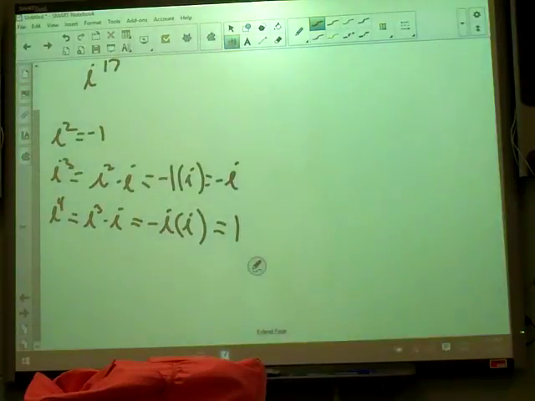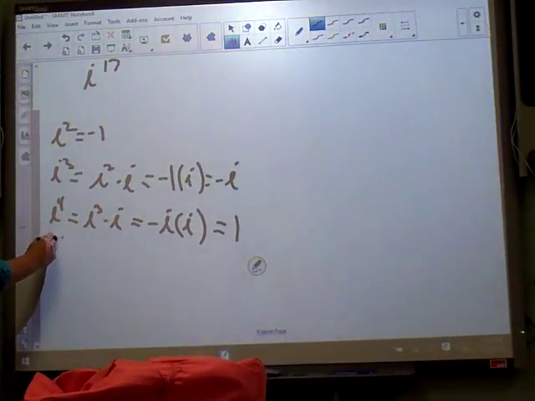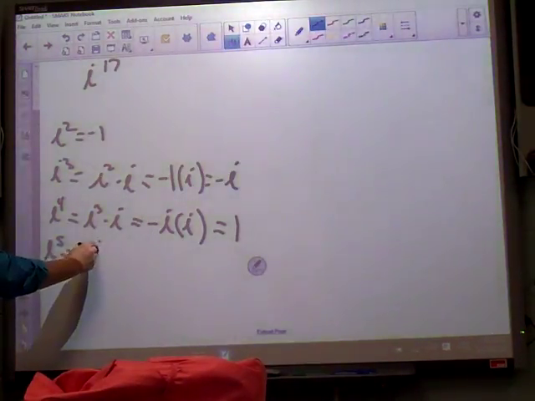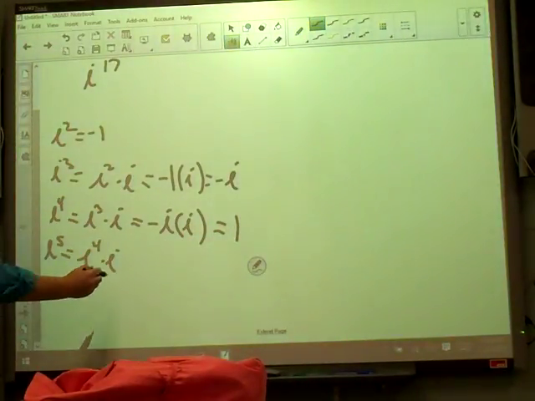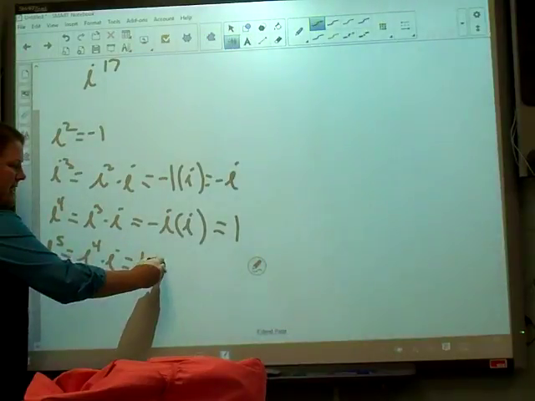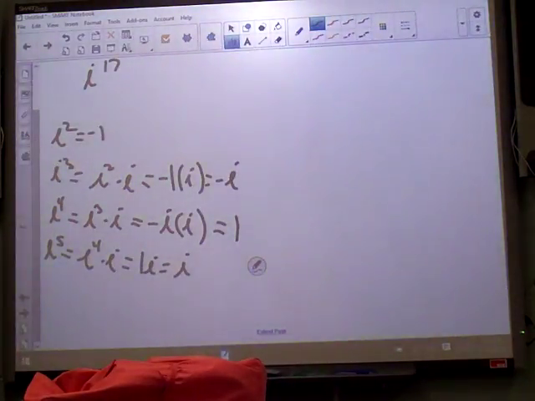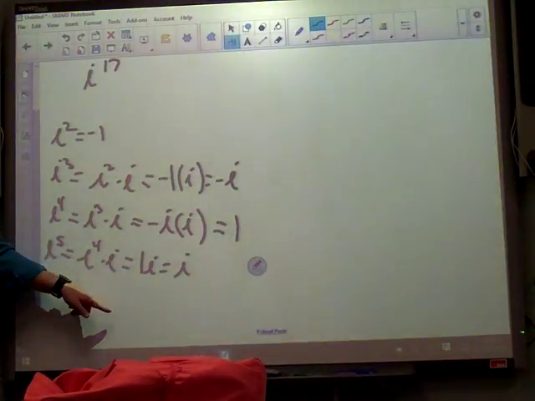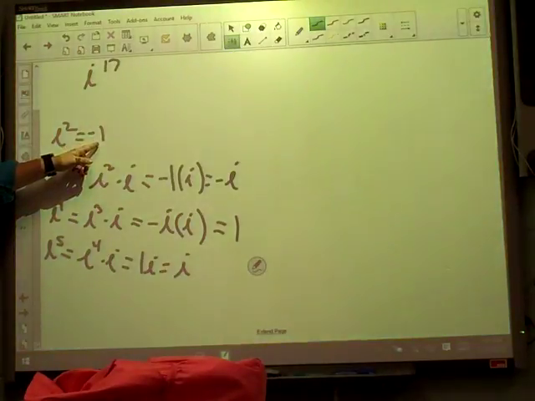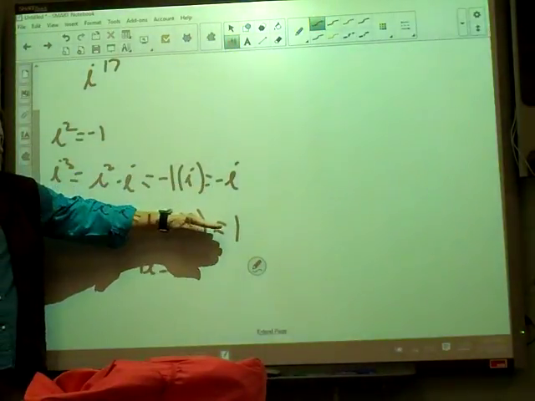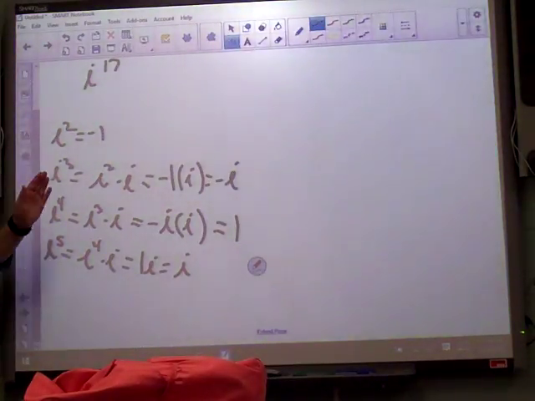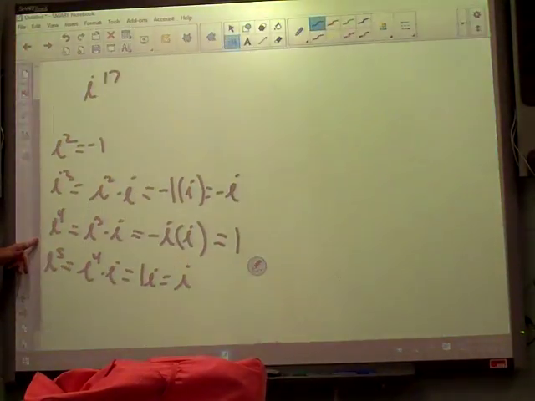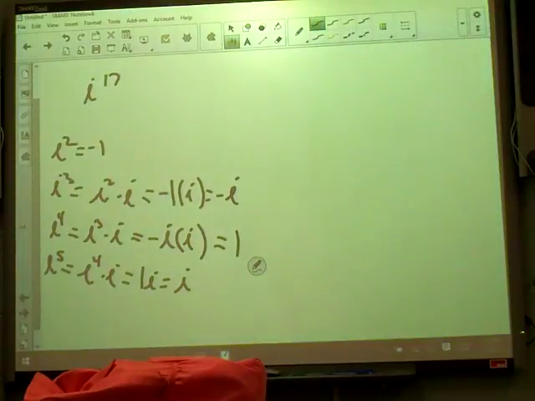How about i to the 5th? That's i to the 4th times i. i to the 4th is 1, so 1 times i is i. Now if you go one more, i to the 6th, it's going to go back to negative 1. So it goes negative 1, negative i, 1, i. Negative 1, negative i, 1, i. That's the pattern that keeps repeating. So I need to figure out this i to the 17th with something that has a factor of 4 in it.